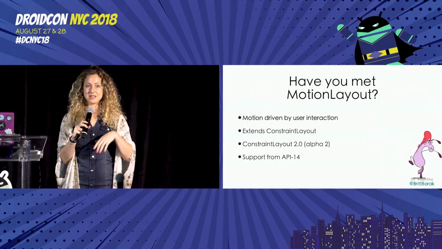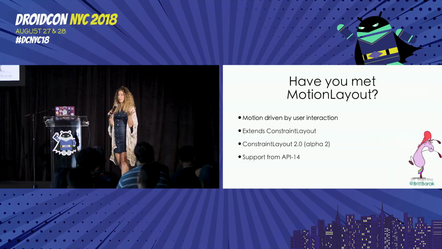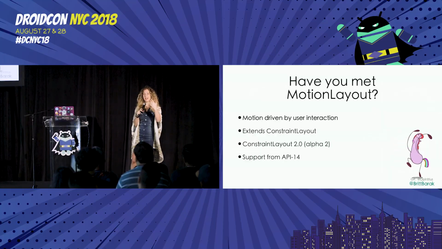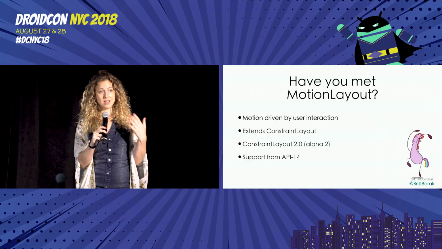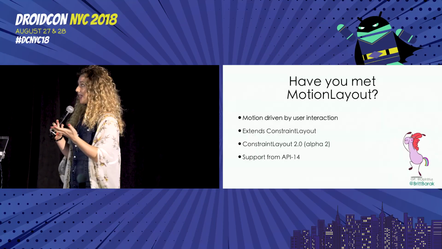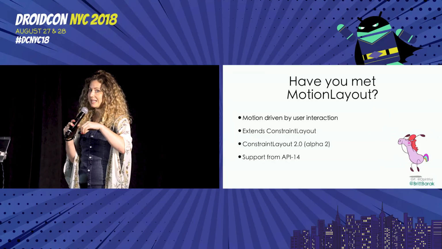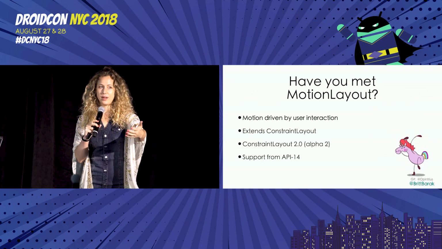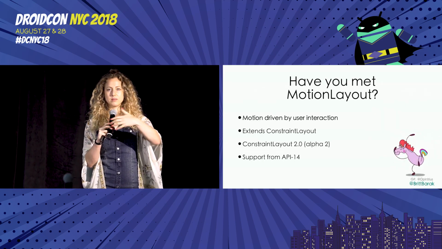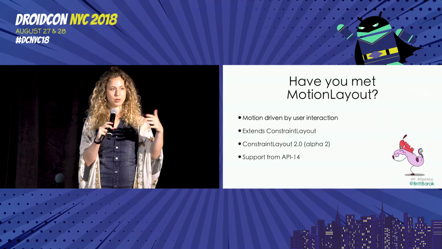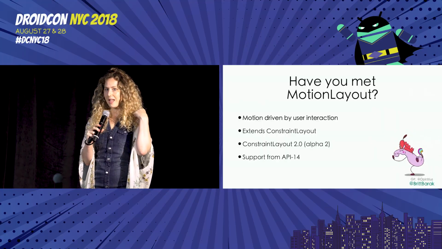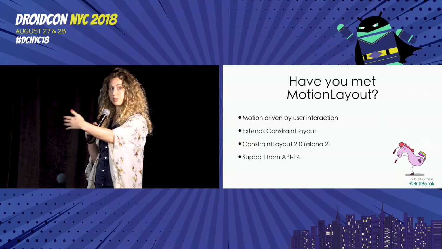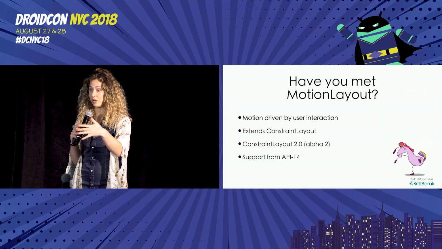MotionLayout extends ConstraintLayout. So basically, it's a layout, and everything you know about ConstraintLayout applies here, because it just adds more capabilities, motion capabilities. And that's what we're going to see today. It is for motions that the user drives, so it handles user interactions. We're going to see some clicks and swipes and stuff like that, and how you can make the layout move according to the user interactions.